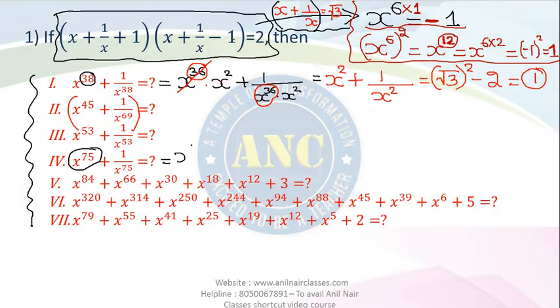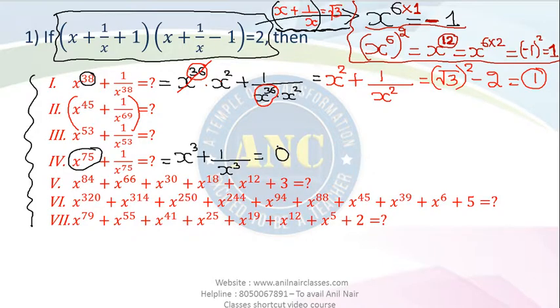So the first term is x power 3. Similarly, the second term is 1 divided by x cube. And we know the property that if x plus 1 by x is equal to root 3, then directly we know that x cube plus 1 by x cube value is equal to 0. So the answer is very simple for this. It is 0. I hope the fourth sub question is very clear.